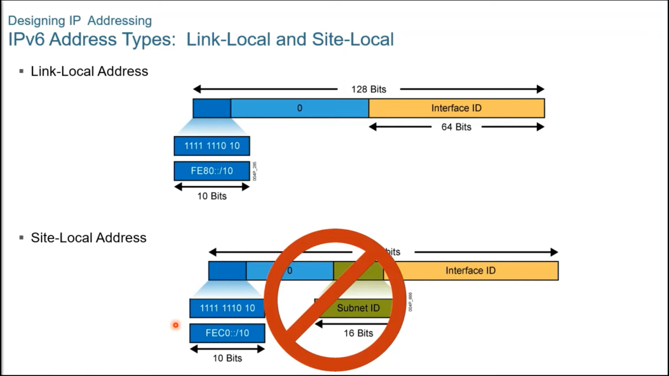So IPv6 routers must not advertise routes or forward packets that have site local source or destination addresses outside the site.